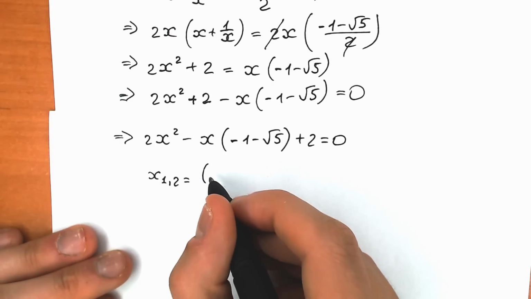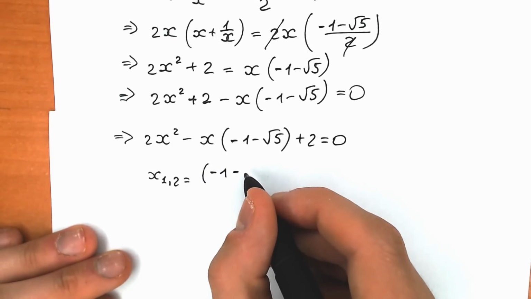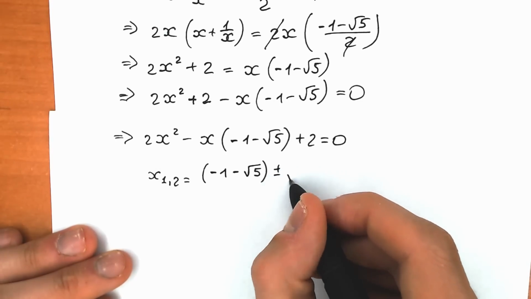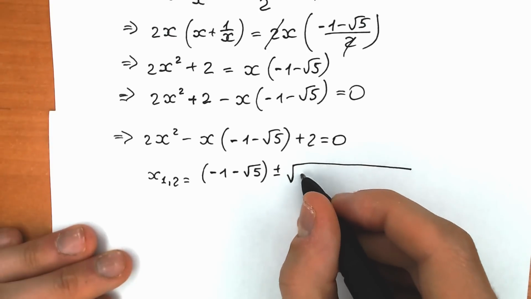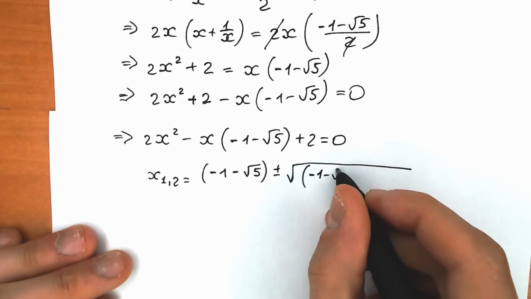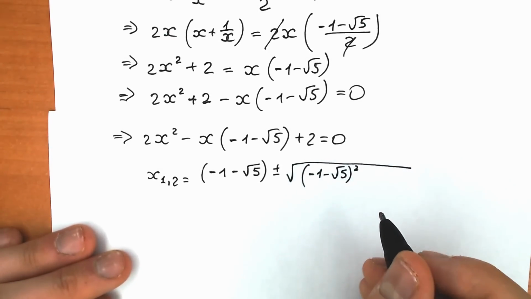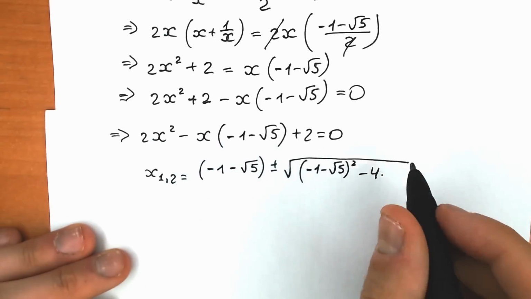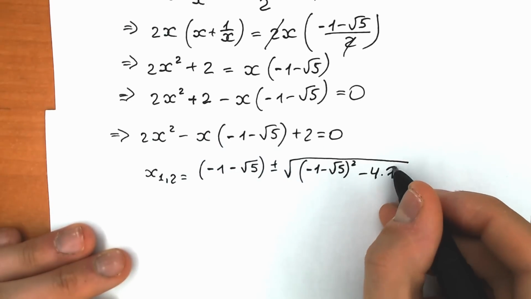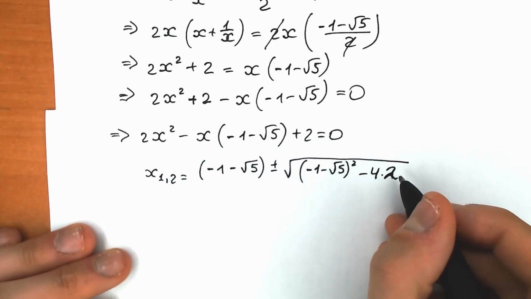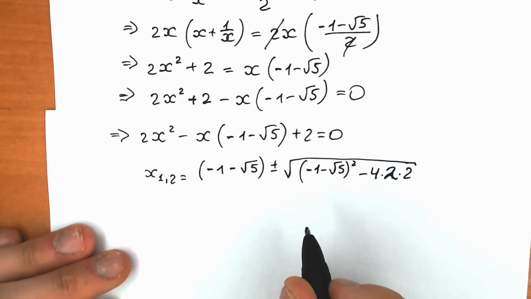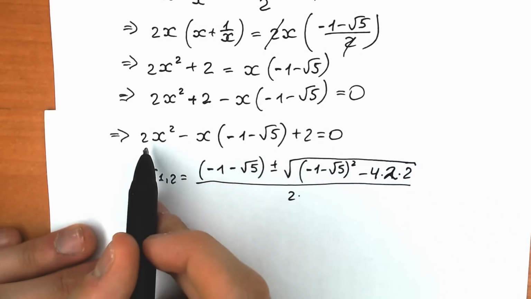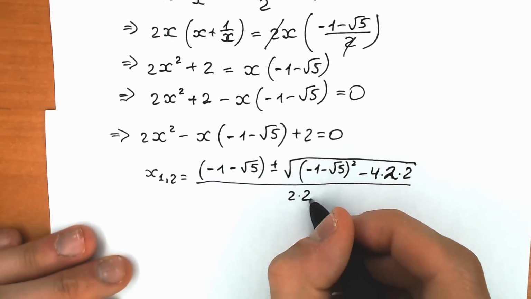So we have right here minus 1 minus square root of 5, this is our minus b, plus minus square root of discriminant, square root of b squared minus 4ac. So b squared, let's write it: we have minus 1 minus square root of 5 squared, this is our b squared, minus 4ac, minus 4 times a equal to 1, and c is equal to 2, so 4 times 1 times 2. And we divide all of the thing by 2a, by 2 times a, which is equal to 2. Right now let's simplify this a little bit.